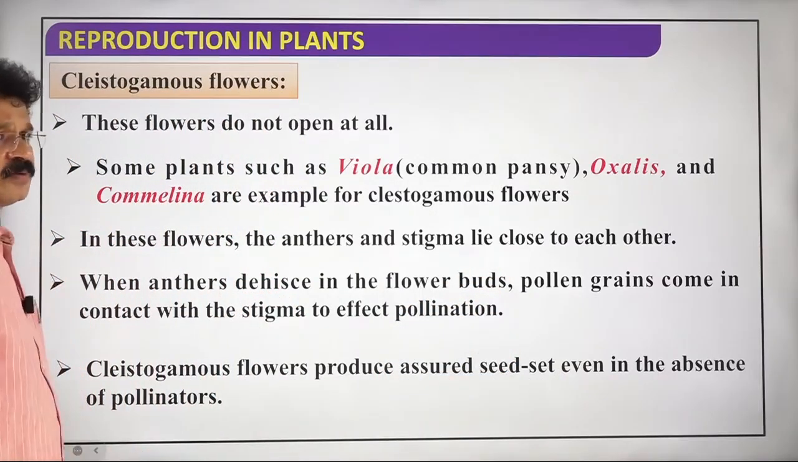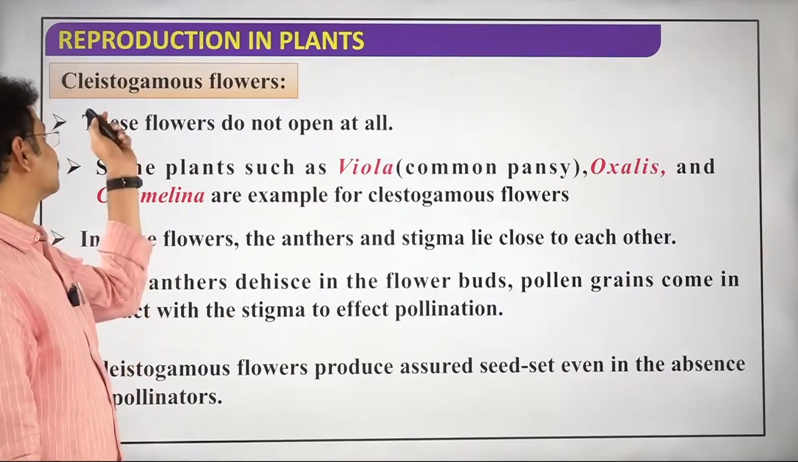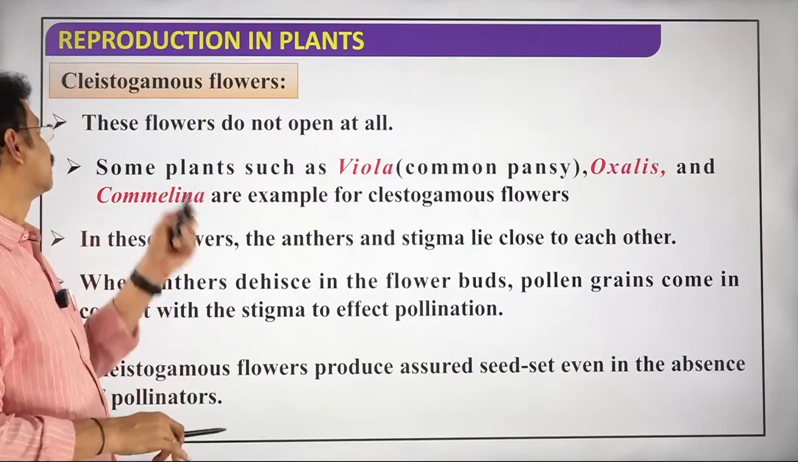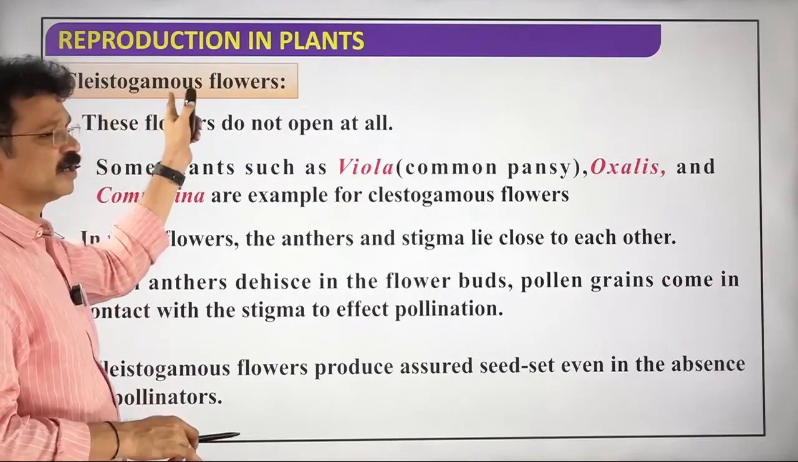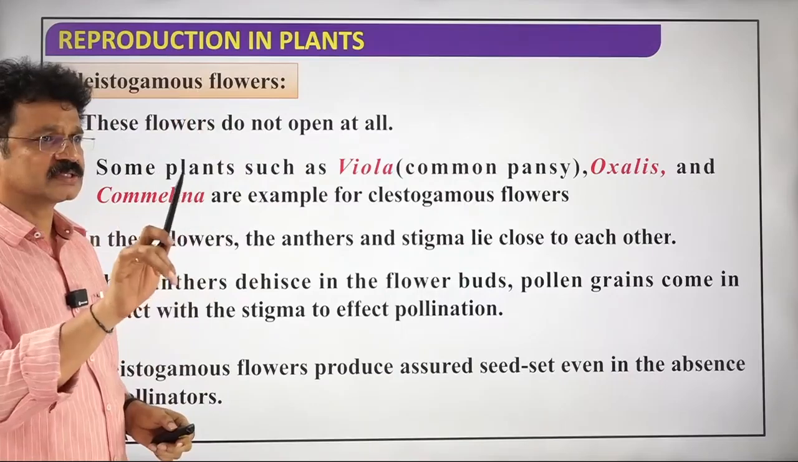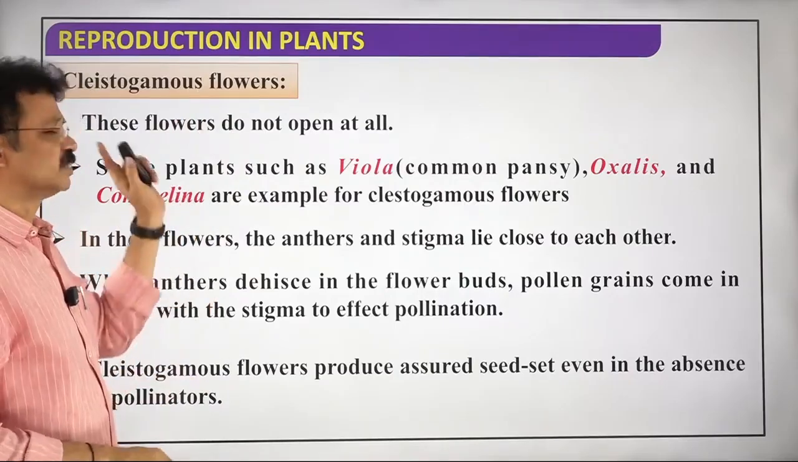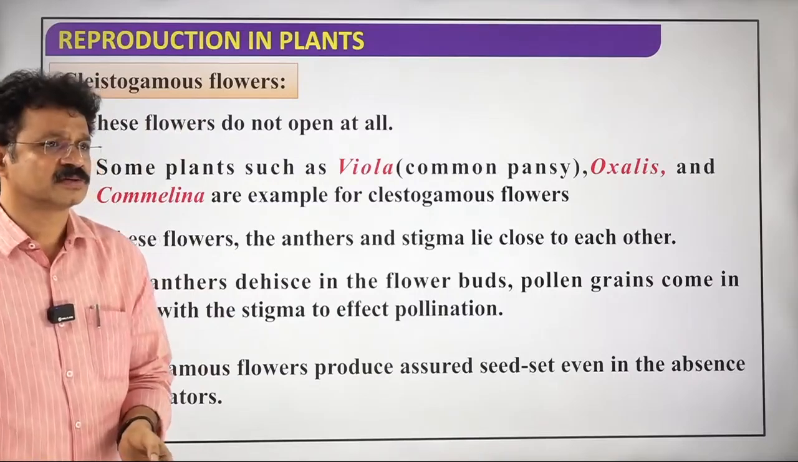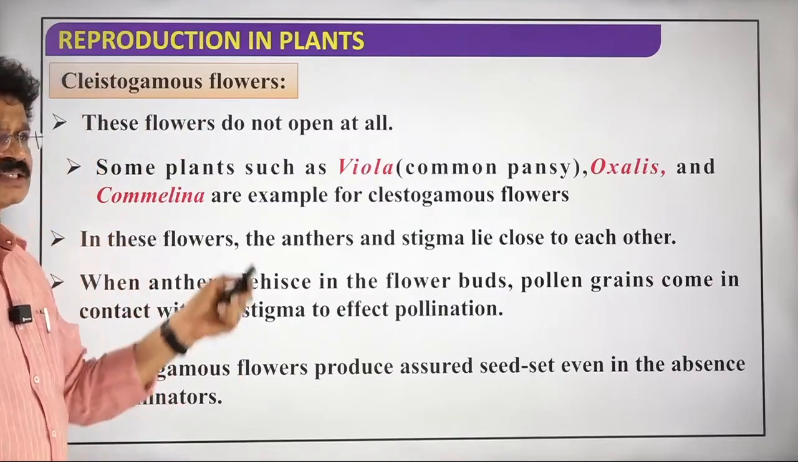Tell me once again, what is the difference between chasmogamous and clistogamous flowers? Open flowers are chasmogamous, unopened flowers are clistogamous. Both self-pollination and cross-pollination are possible in chasmogamous flowers. Only self-pollination is possible in clistogamous flowers. It is the major disadvantage.